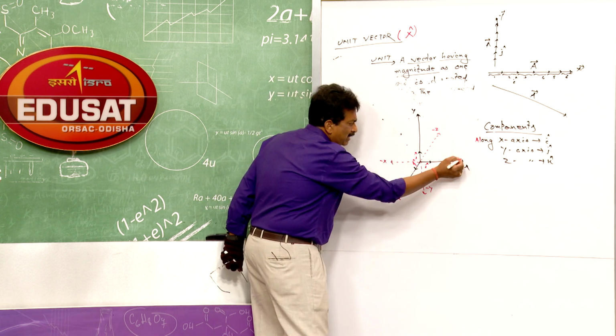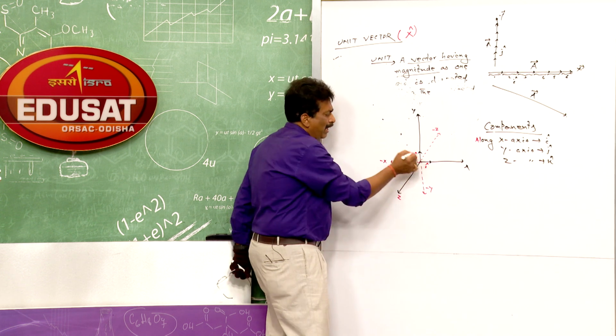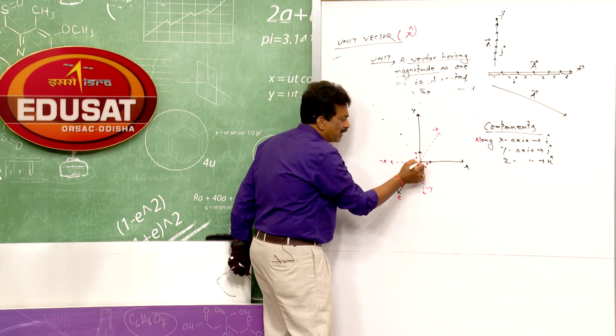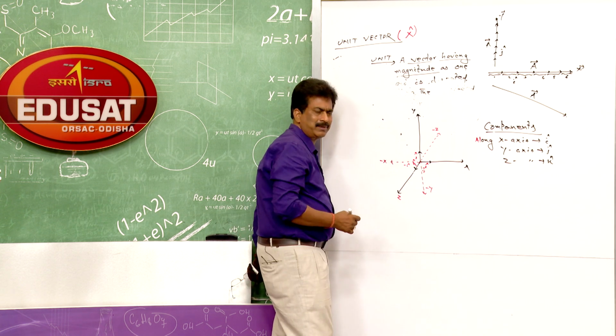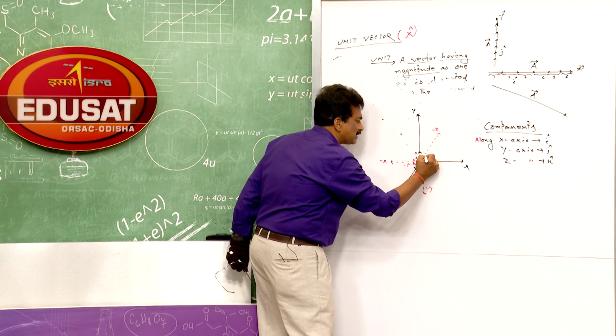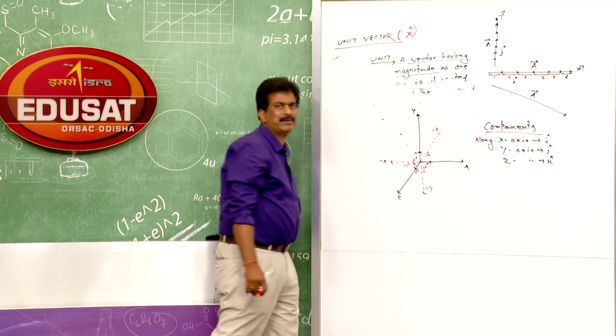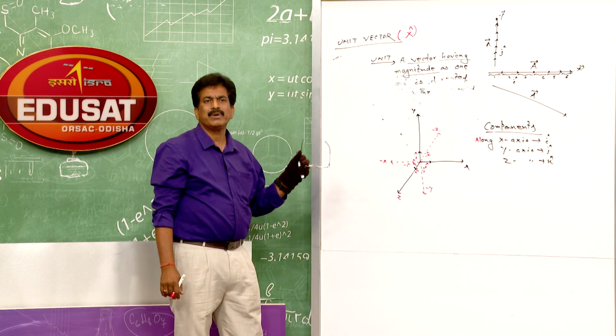So, along the x axis, if this is the i cap, along the minus x axis that will be the minus i cap. Along the y axis that is the j cap, along the minus y axis that is the minus j cap, and this is the k cap, and along the minus z axis that is equal to the minus k cap. So, likewise you have to symbolize the unit vectors.